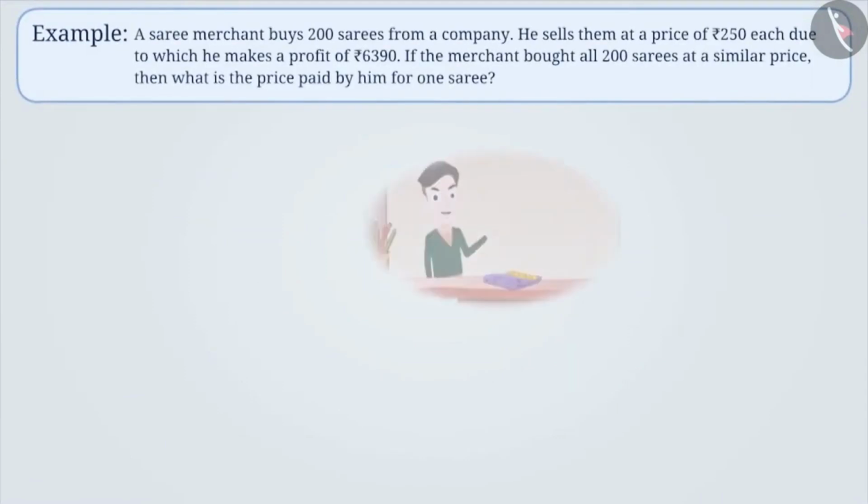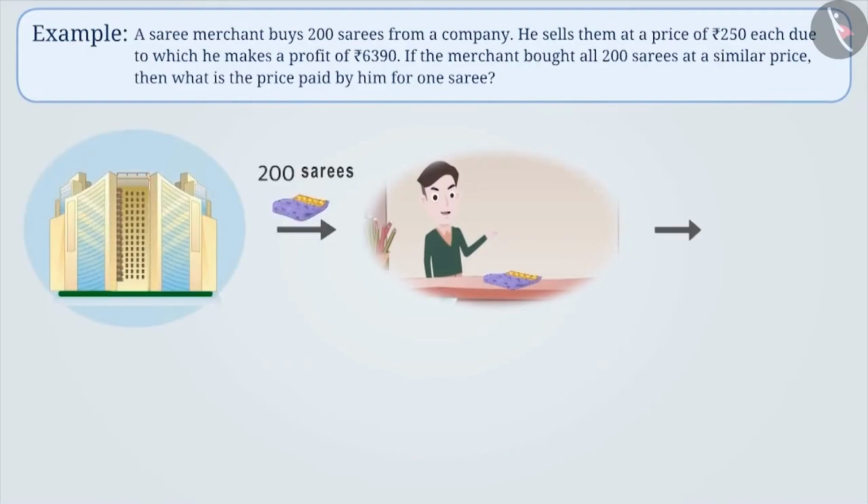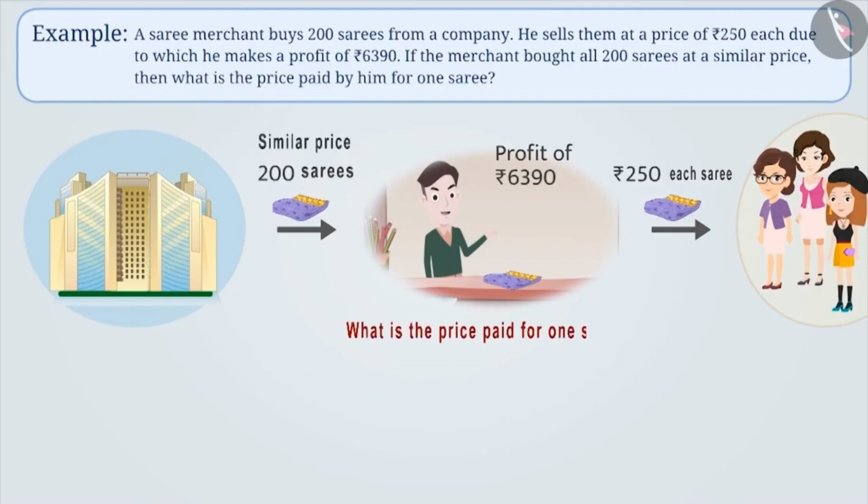Next example. A sari merchant buys 200 saris from a company. He sells them at a price of rupees 250 each, due to which he makes a profit of rupees 6,390. If the merchant bought all 200 saris at a similar price, then what is the price paid by him for one sari? Though the given example seems difficult, it is actually very simple.